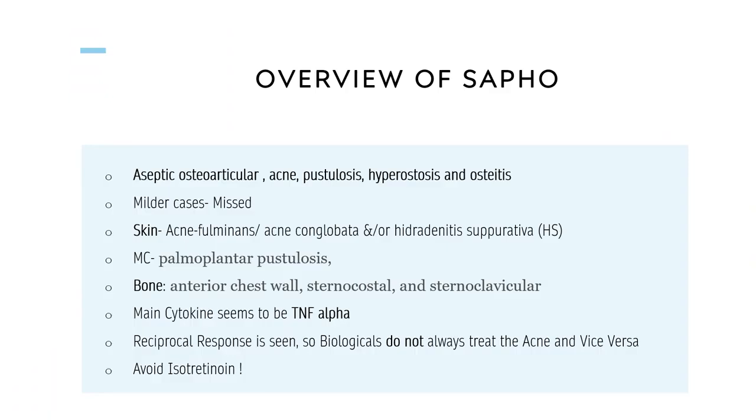So the overview of SAPHO is there's a combination of aseptic articular arthritis, acne, pustulosis with hyperostosis. Mild cases are usually missed. The skin has, of course, predominant acne fulminans and hidradenitis suppurativa. The most common skin issue is palmar pustulosis. There's a marked anterior chest wall involvement, and the main cytokine seems to be TNF alpha. But because there are so many cytokines, you can try other drugs also.